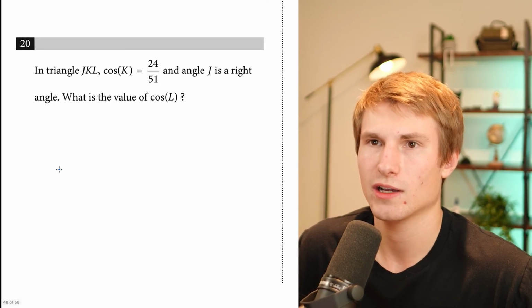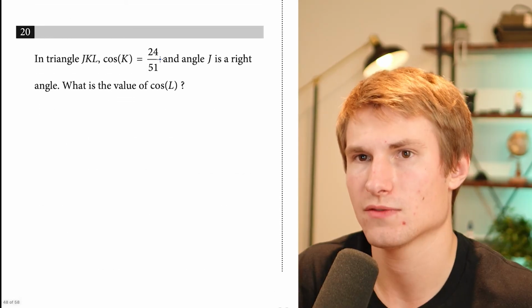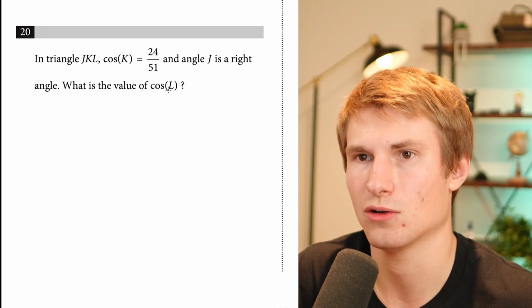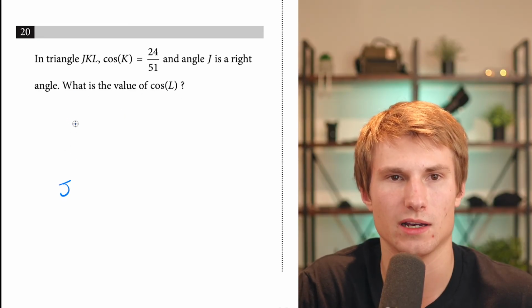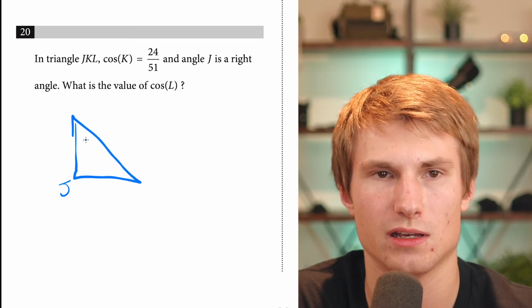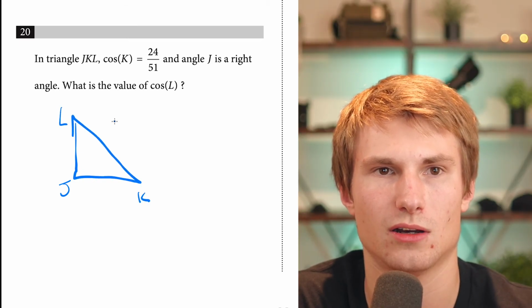We've got triangle JKL. We've got cosine K is 24 over 51, and angle J is the right angle. What's the value of the cosine L? We can go ahead and draw this out. We know J is the right angle, so I'll go ahead and draw J there. And then we've got JKL.